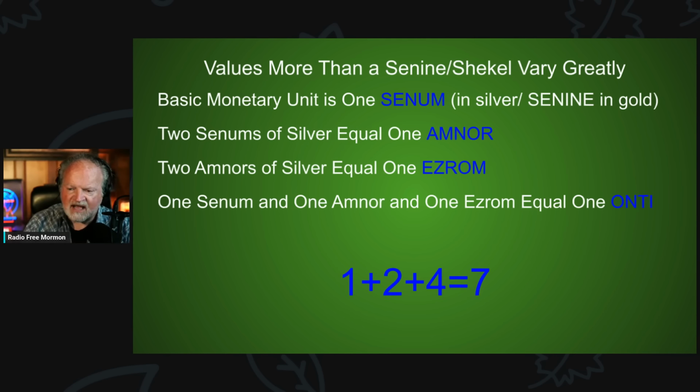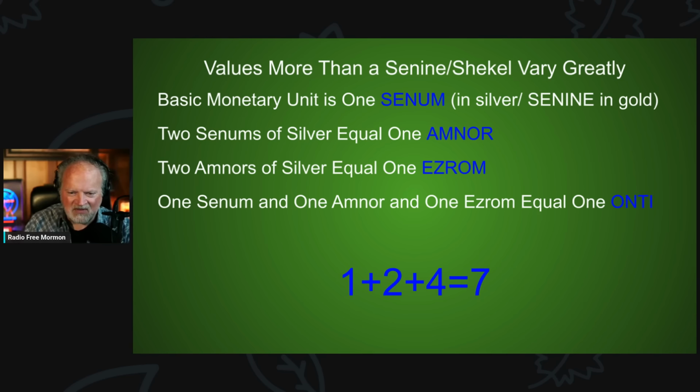Values more than a senine / shekel vary greatly. The basic monetary unit is one senum. In silver, a senine in gold. 2 senums of silver equal 1 amnor. 2 amnors of silver equal 1 esrom. 1 senum and 1 amnor and 1 esrom equal 1 ontai.